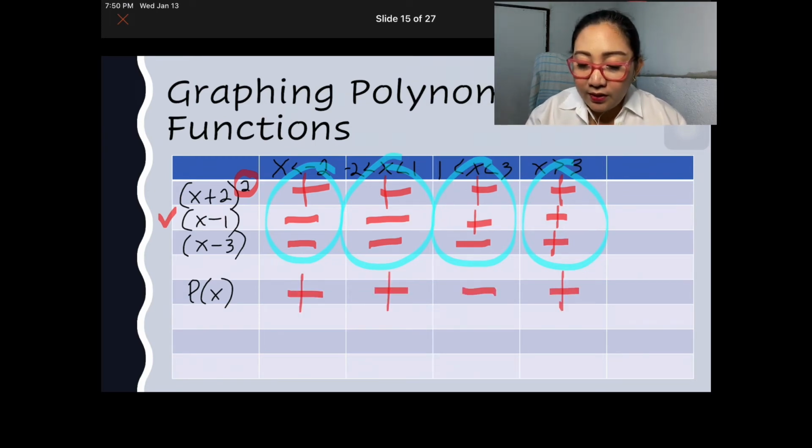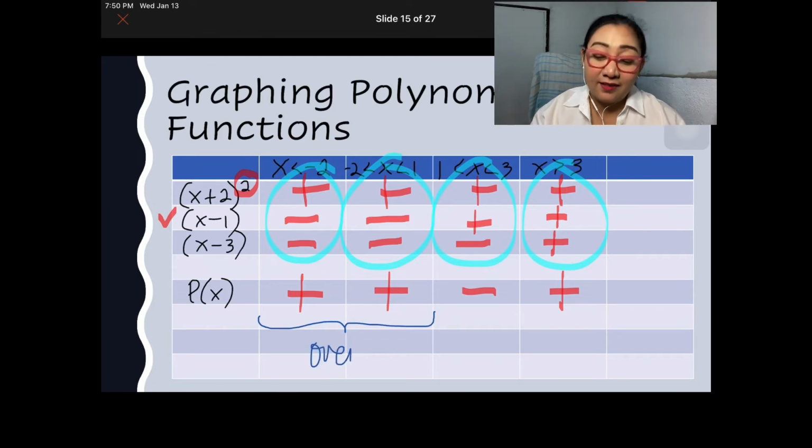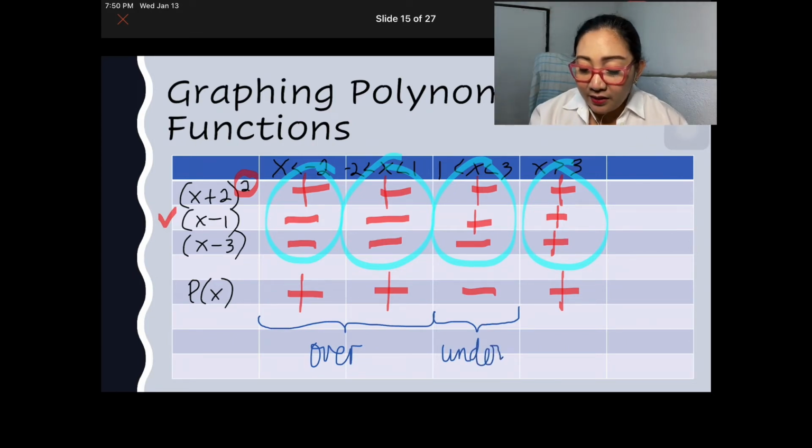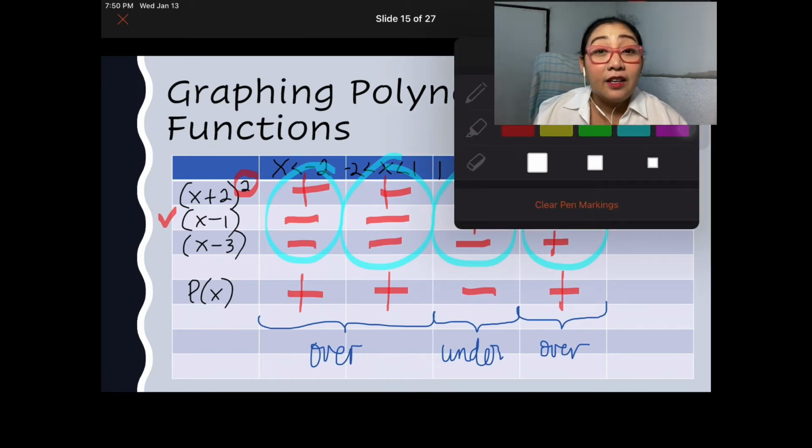Now, how do we interpret this? From x, dun sa area that is less than negative 2 hanggang doon sa 1, okay, it will be over our x-axis kasi plus. Pagdating sa area between 1 and 3, the graph will be under. So, magdidip siya sa ilalim ng ating x-axis. And then, pagdating sa 4th area, babalik siya sa taas. Okay? So, yan po. So, medyo may vague idea na tayo ng shape ng ating graph.